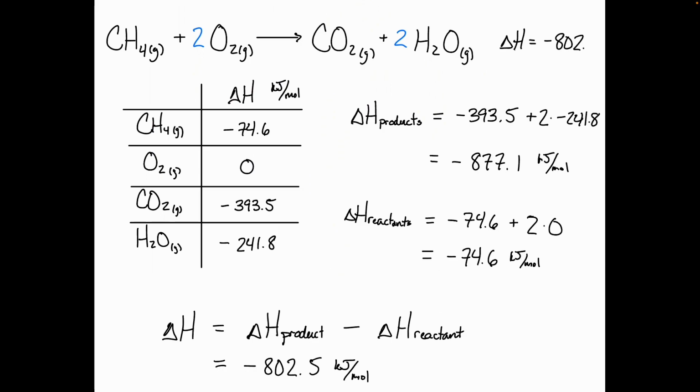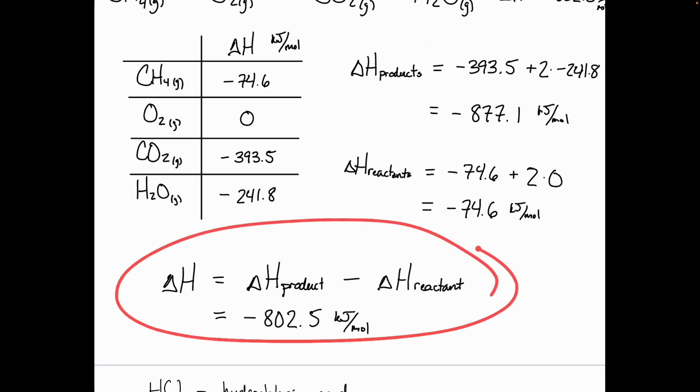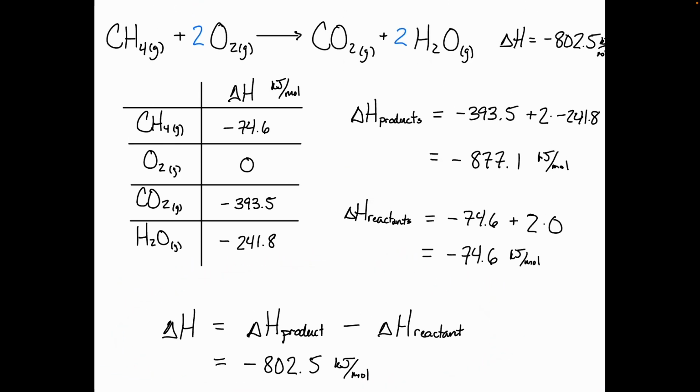Right? So I take my products. I'm going to take the delta H of my CO2, and then I'm going to add 2 times the delta H of my H2O. That gives me my delta H on my product side. I'm going to do the same thing on my reactant side, sum those all up, and then do products minus reactants, which would get me a value of negative 802.5 kilojoules per mole.